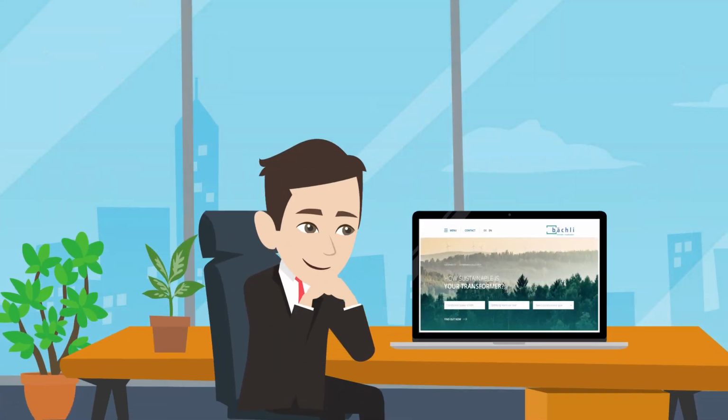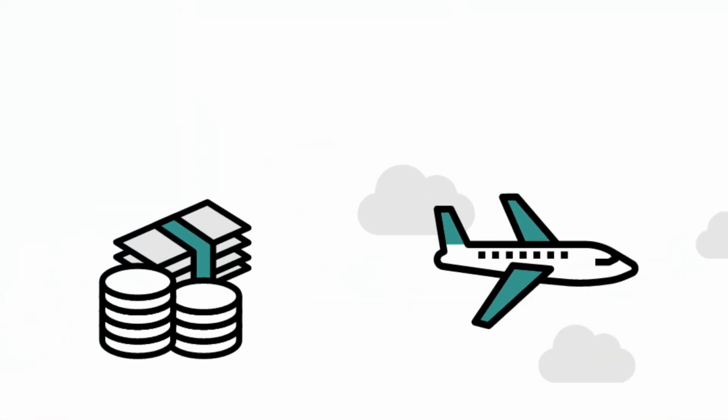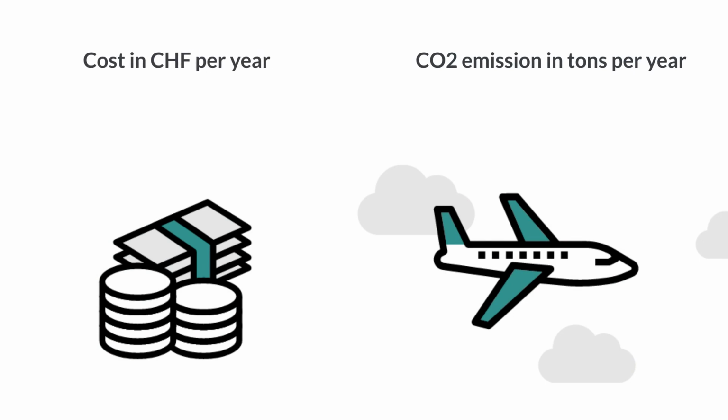You're wondering why you even need the Sustainability Calculator. It's simple. In 2 easy steps, this calculator shows you how much CO2 emission you produce with your transformer and how much money you spend in electricity bills per year.